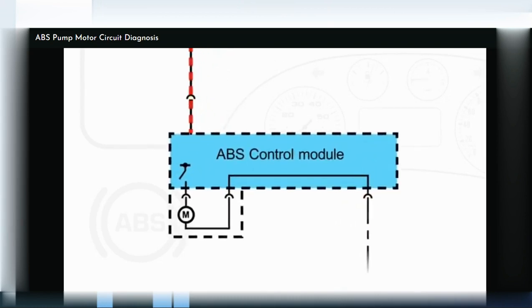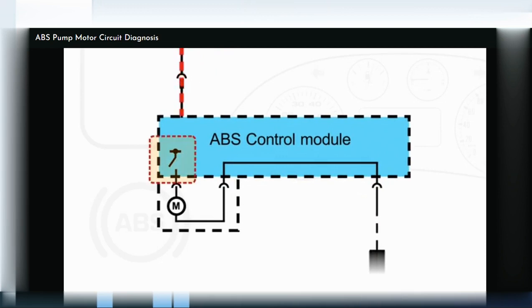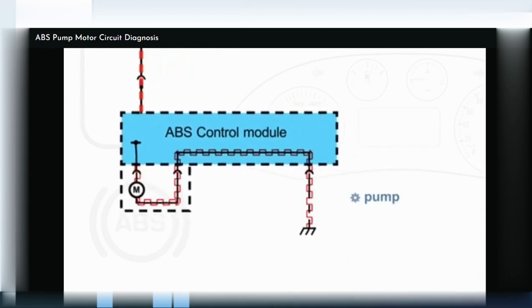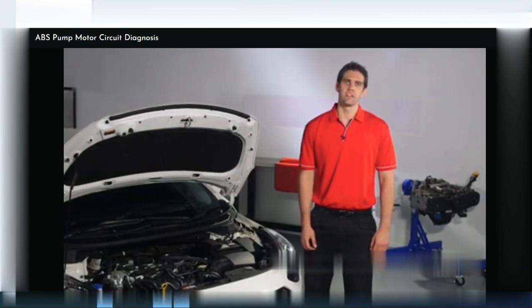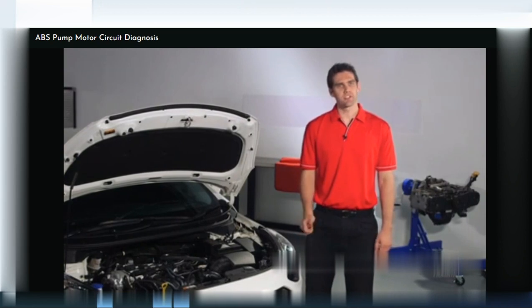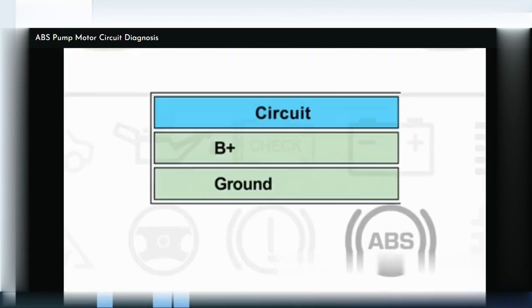The hydraulic pump is operated by a high-side driver within the ABS control module. When the ABS is activated, this driver is pulse width modulated to control pump speed and pressure. In some systems, the pump motor circuit can be controlled by a relay.